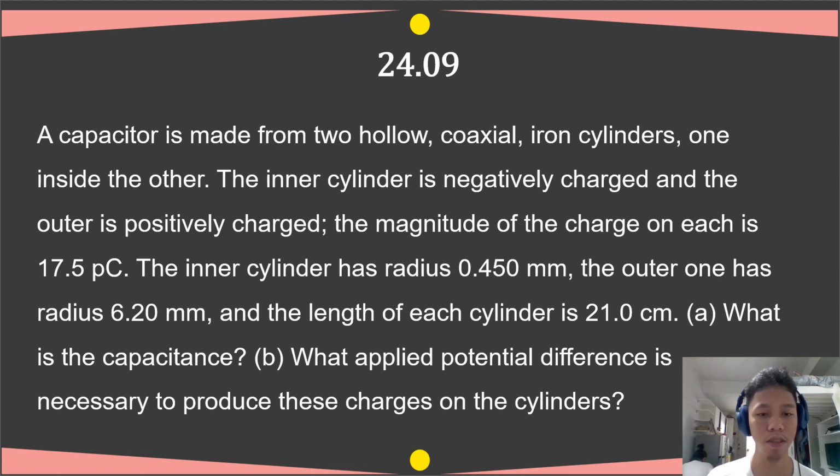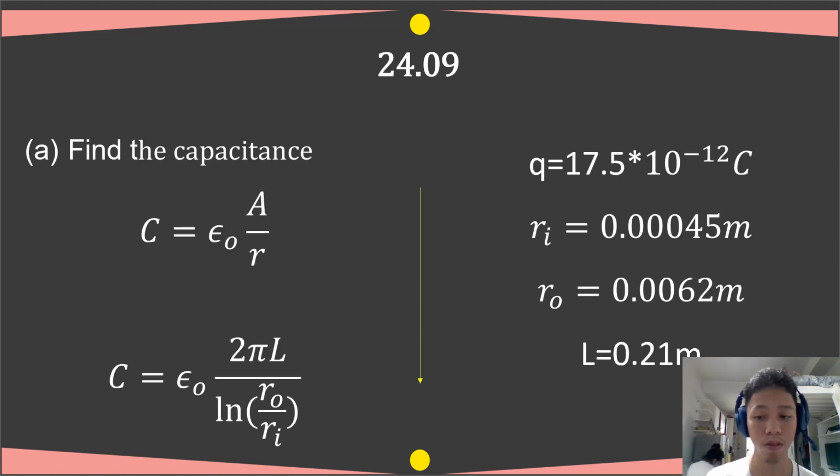A capacitor is made from two hollow coaxial iron cylinders, one inside the other. The inner cylinder is negatively charged and the outer is positively charged. The magnitude of the charge on each is 17.5 picocoulomb. The inner cylinder has a radius of 0.450 millimeters. The outer one has a radius of 6.20 millimeters, and the length of each cylinder is 21 centimeters. First is, what is the capacitance? What applied potential difference is necessary to produce these charges on the cylinders?